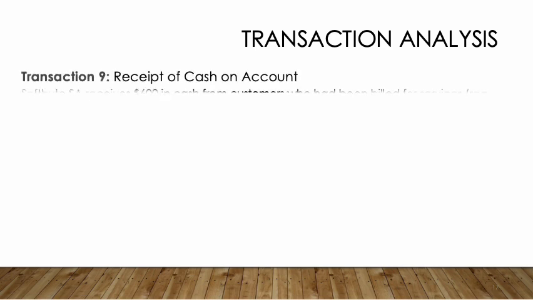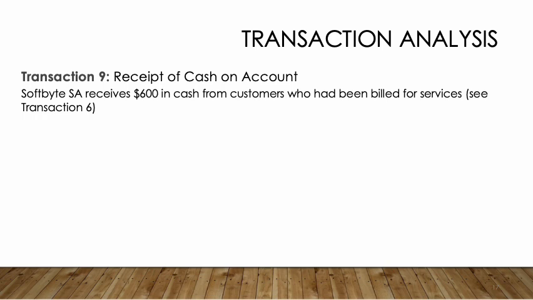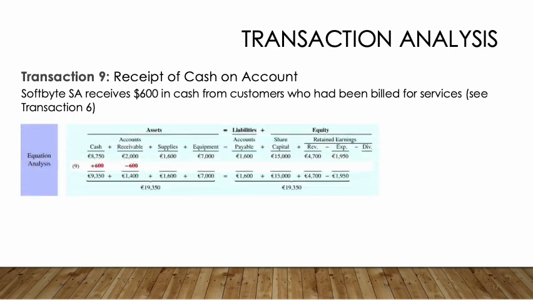Transaction number 9, we're getting there. The receipt of cash on account. And so remember that we had some outstanding account receivable balances. Finally, we're going to get paid. And remember, with accrual accounting, we recognize revenue when we've earned it, not when we receive the cash. And so this particular transaction does not affect our revenue account. It does affect our cash account because we received $600, and we're going to reduce our accounts receivable balance because now we've collected on it.